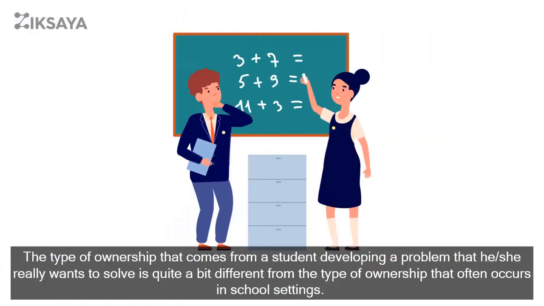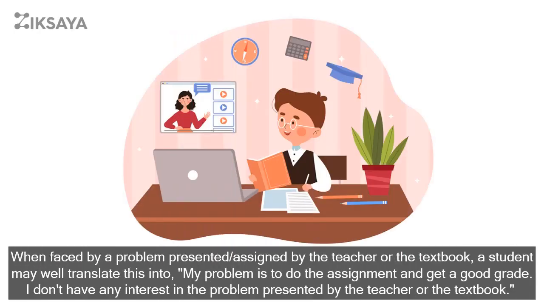The type of ownership that comes from a student developing a problem that he or she really wants to solve is quite a bit different from the type of ownership that often occurs in school settings. When faced by a problem presented or assigned by the teacher or the textbook, a student may well translate this into, "My problem is to do the assignment and get a good grade. I don't have any interest in the problem presented by the teacher or the text."